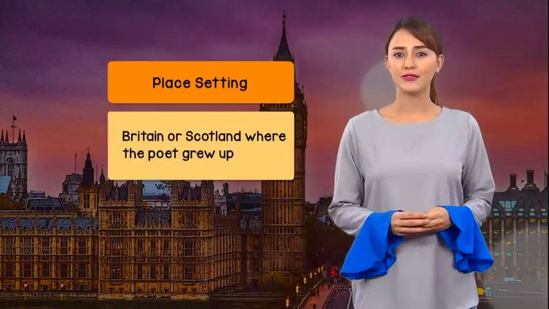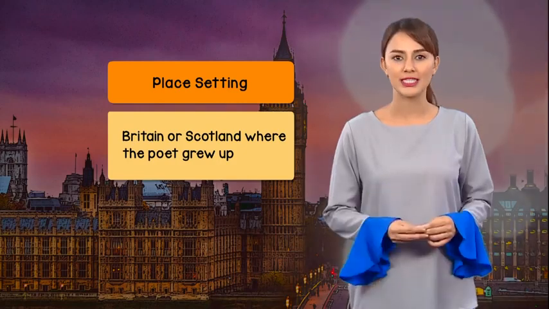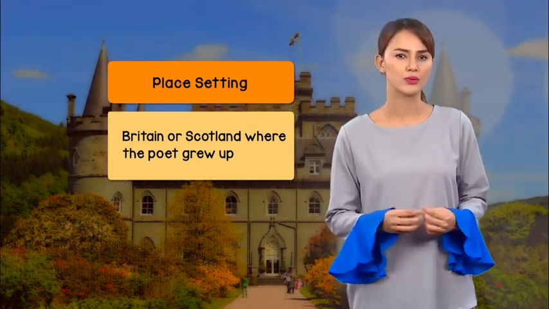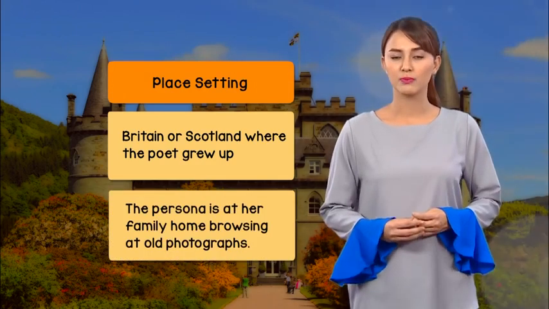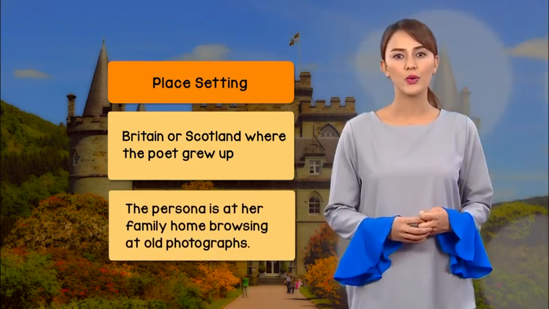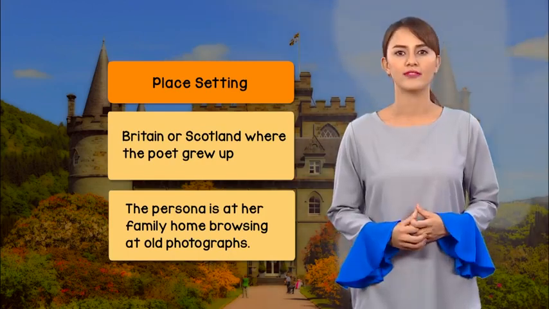As for the place setting, we can assume that the setting for this poem took place in Britain or Scotland, where the poet grew up. We can also assume that the persona was most likely at her family home browsing at old photographs. The general tone and mood for this is rather nostalgic.